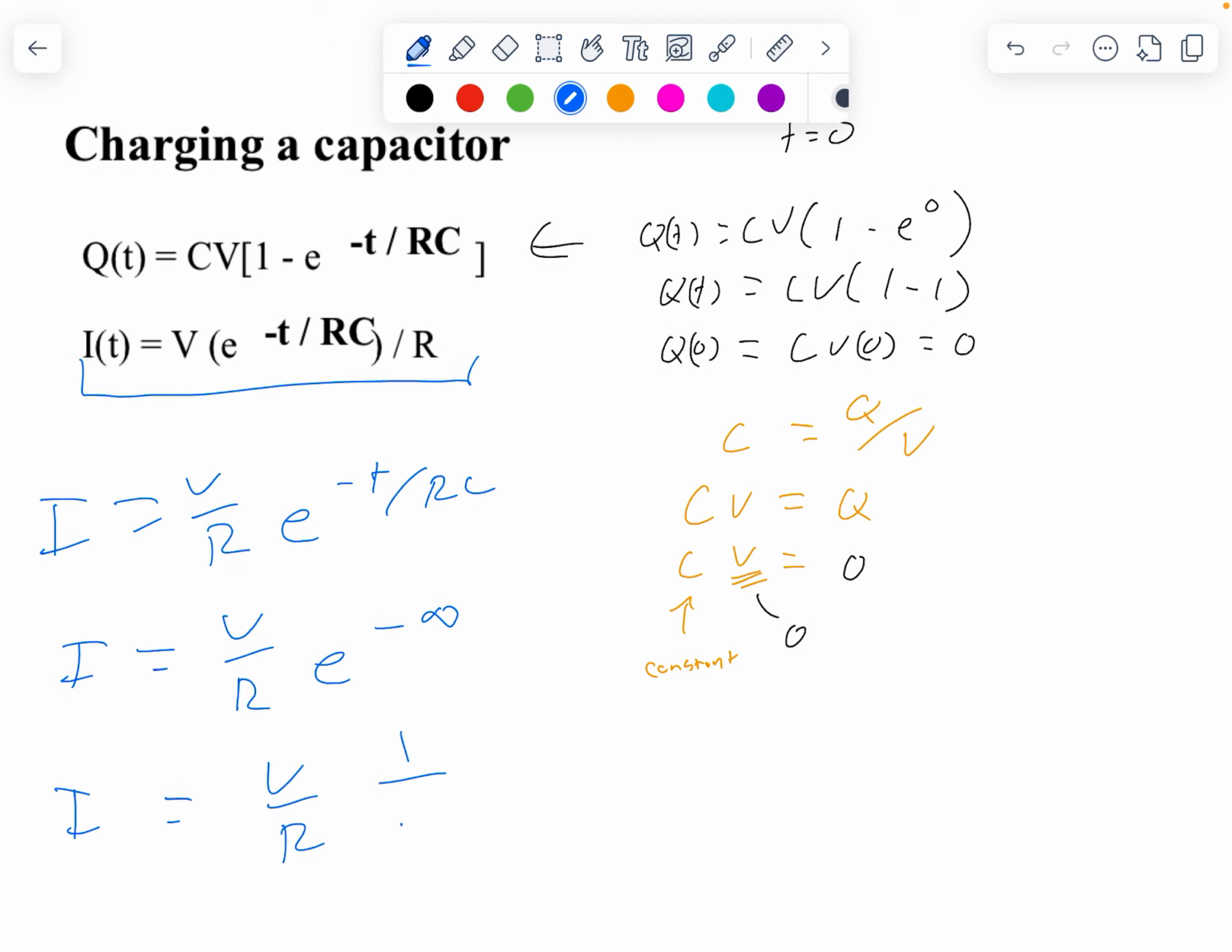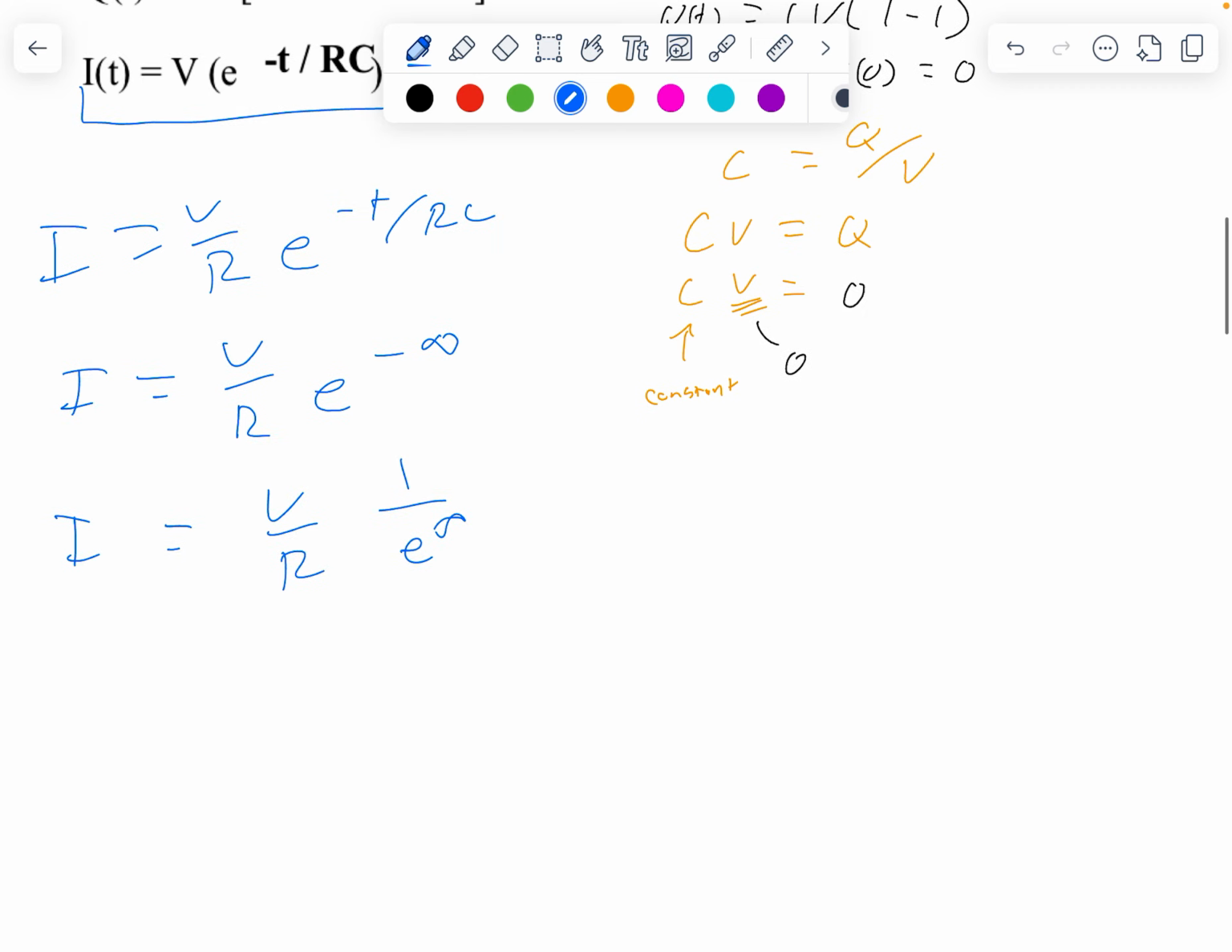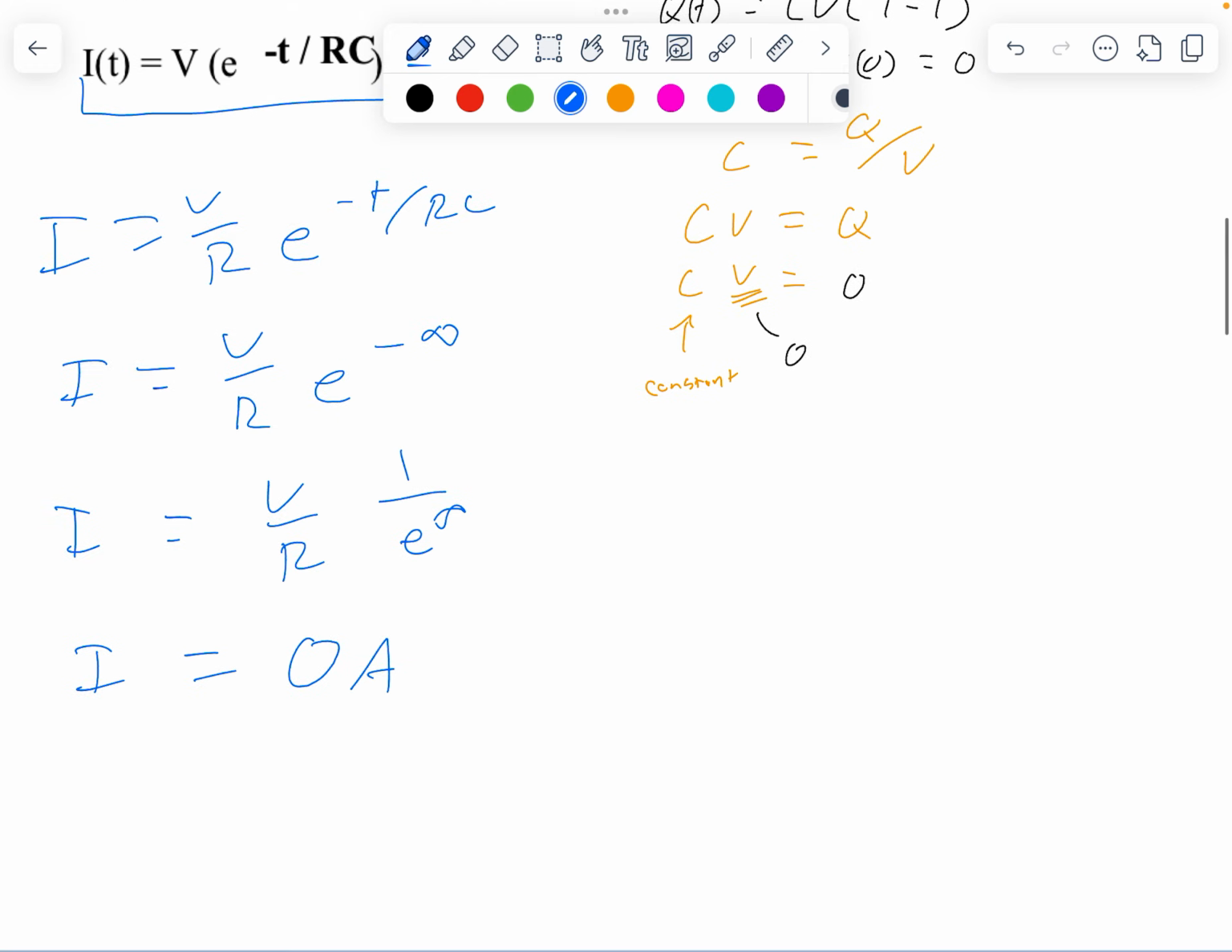Okay, so that's 1 over e to the infinity. 1 over e to the infinity is just 0. So any number times 0 is just 0. So after a long period of time, the current that flows through a capacitor is 0. If there's no current flowing through a circuit, it's like taking a light switch and turning it off. You open the circuit. When we say it acts like an open, it means no current is flowing. So that's all I mean.